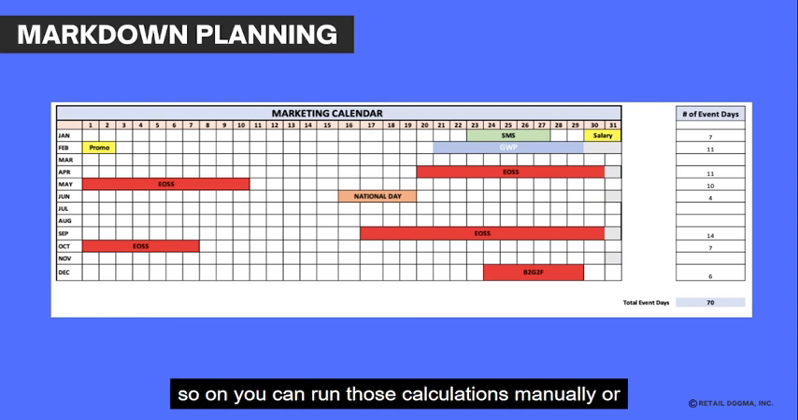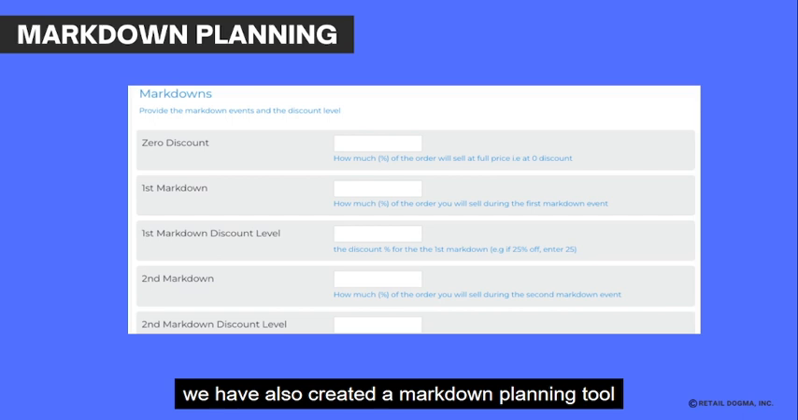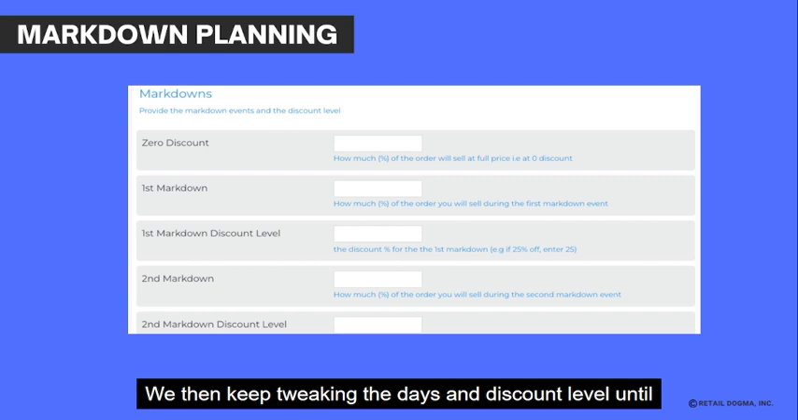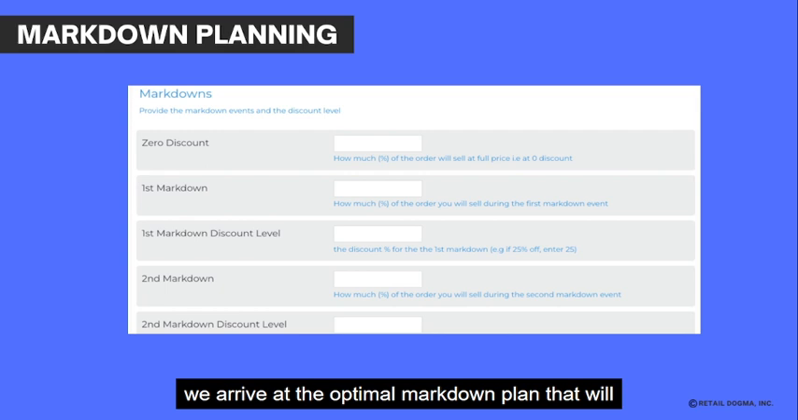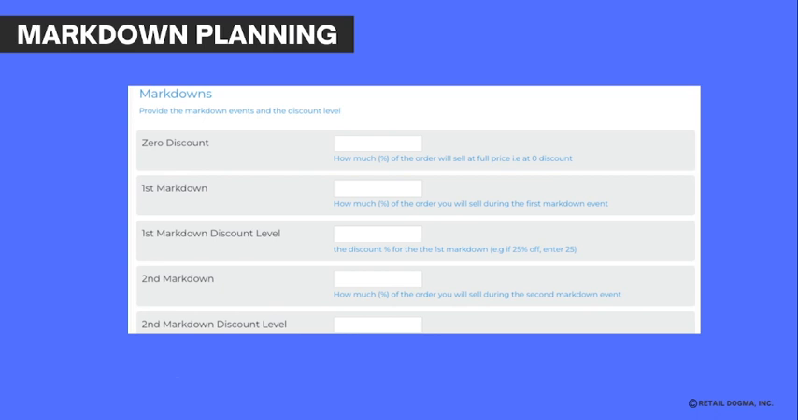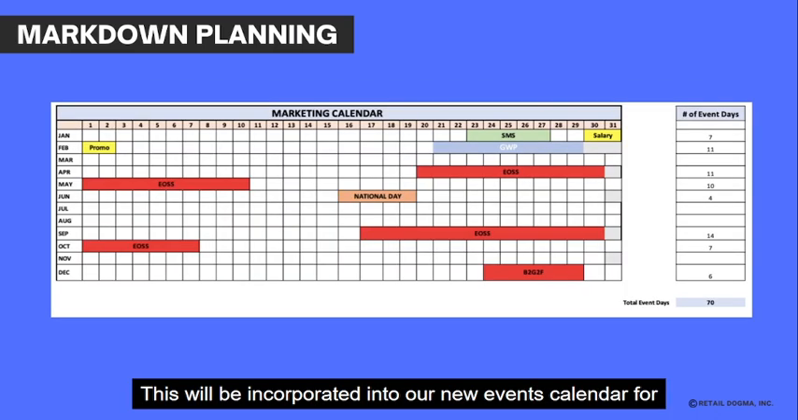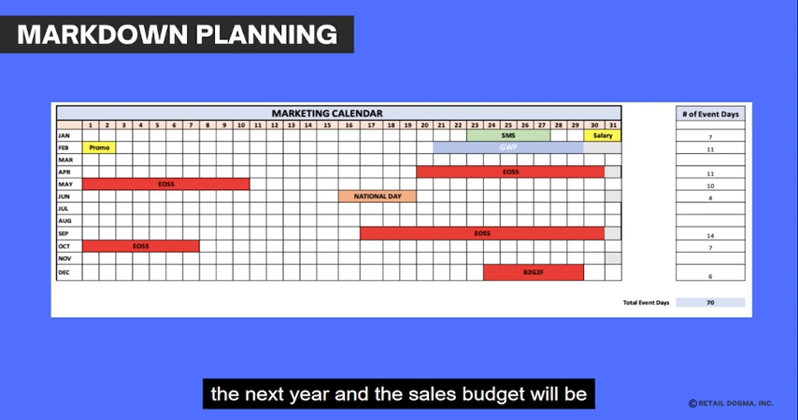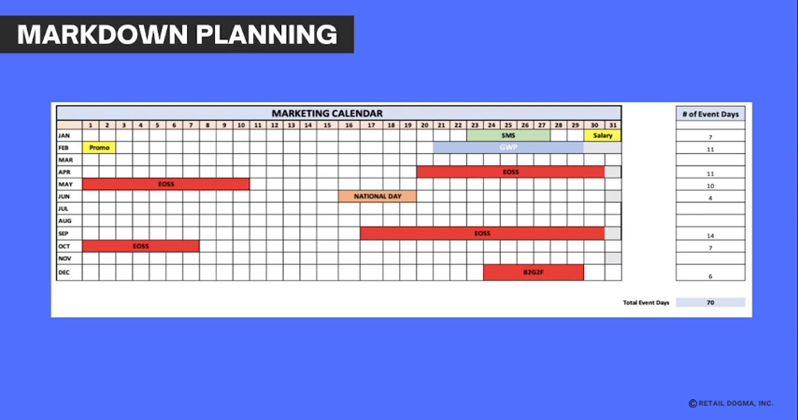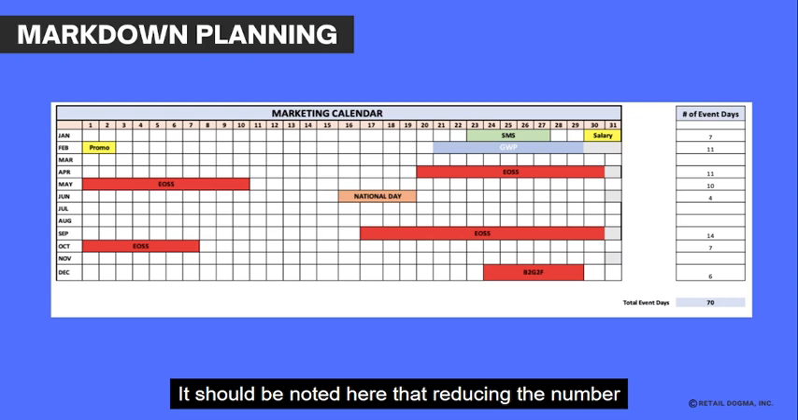You can run those calculations manually, or we have also created a markdown planning tool that helps you run those simulations quickly. We then keep tweaking the days and discount level until we arrive at the optimal markdown plan that will deliver our new targeted discount rate and consequently our new targeted realized margin. This will be incorporated into our new events calendar for the next year, and the sales budget will be based on it. It should be noted here that reducing the number of event days will most of the time reduce sales, but it will also improve our margins.